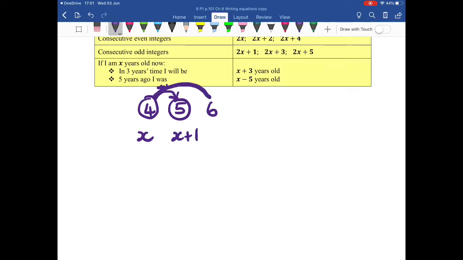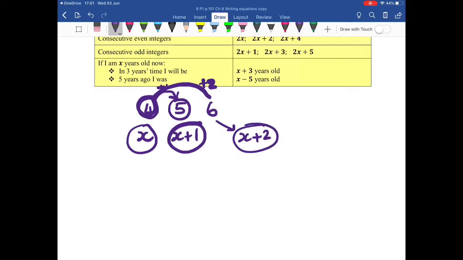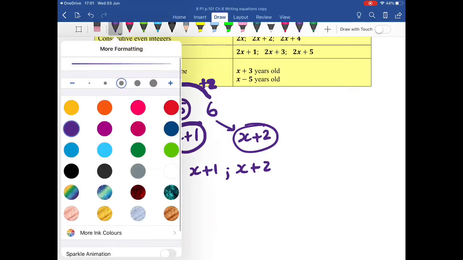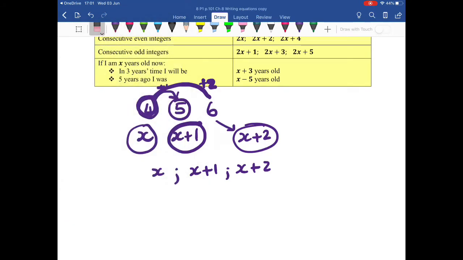How would I get to the second number? Well, you're going to have 4 plus 2. So we would have X plus 2. So consecutive integers are going to be represented by X plus 1, X plus 2. So that would be asking for 3 consecutive numbers. Right, let's look at the next one.